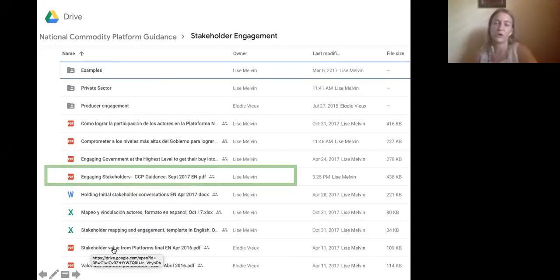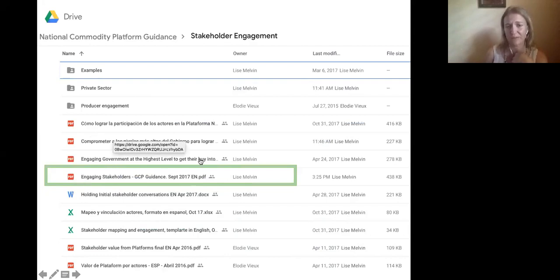This is good for the design stage. When you're going out and starting to talk to stakeholders, you might want to think about what's in it for them. We've written this document that differentiates between government, private sector, civil society, and other development partners. You also have a mapping tool here. And we also have guidance on how you engage government at the highest level to get their political buy-in. This is another piece of new guidance from last year.